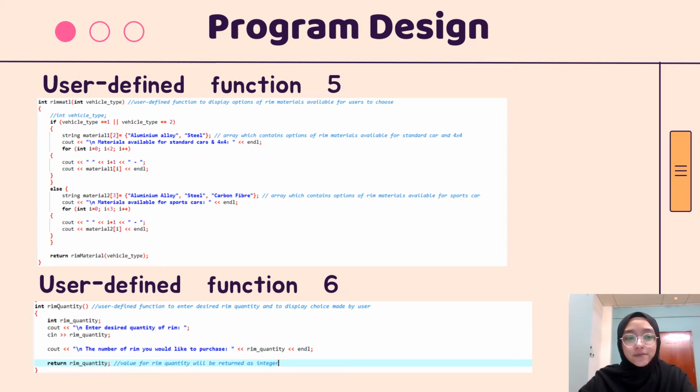Next function is a user-defined function named rim quantity, which will prompt user to enter desired rim quantity and then display the choices made by the user.